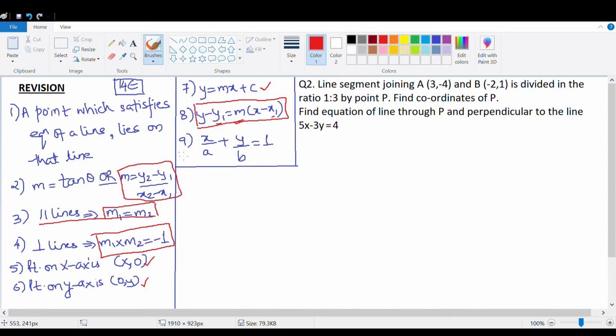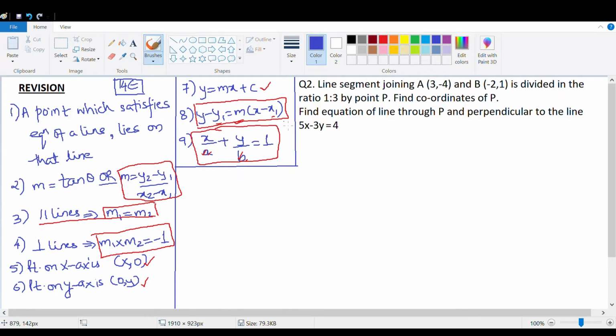And a special case, in case both the x-intercept and the y-intercept are given, then the equation of that line is x upon a plus y upon b is equal to 1, where a is the x-intercept and b is the y-intercept. So that was in short whatever we've done in this chapter. Let's look at some questions.